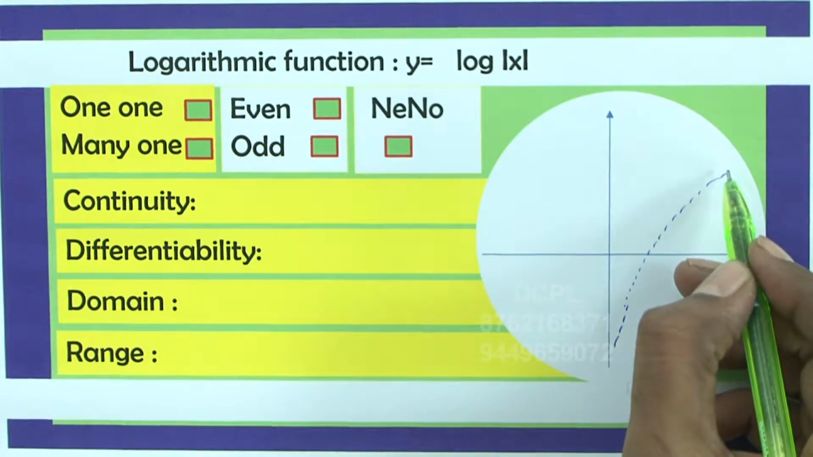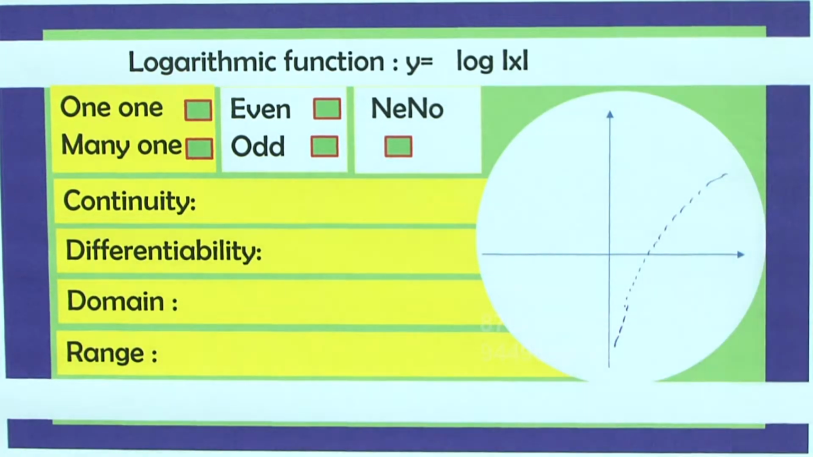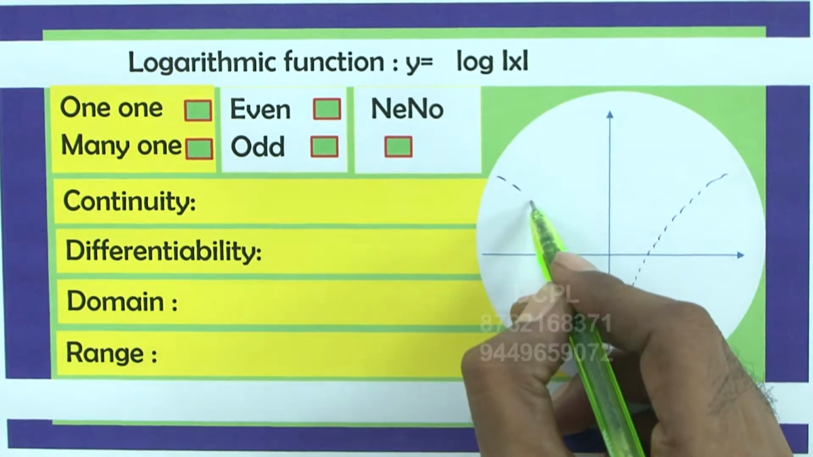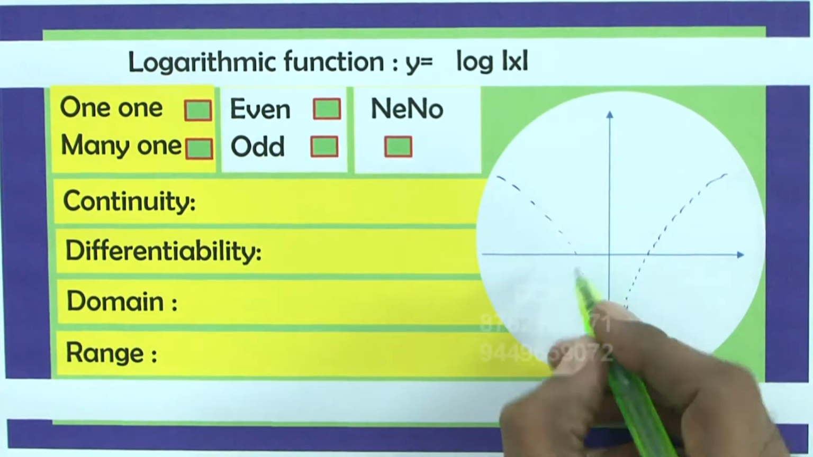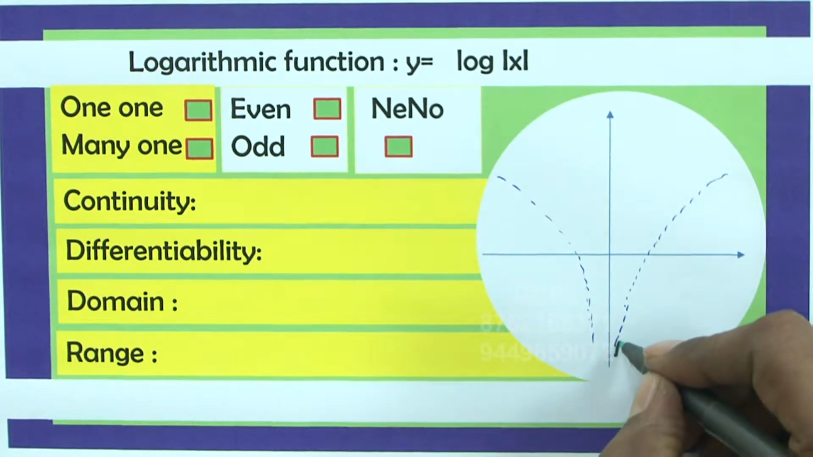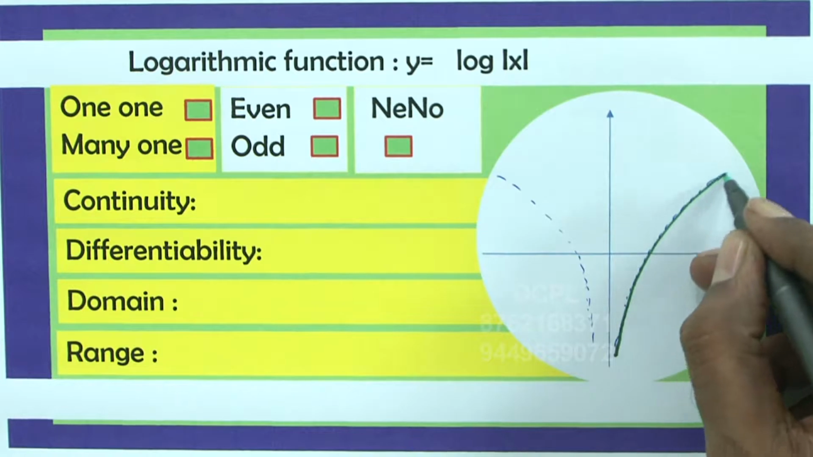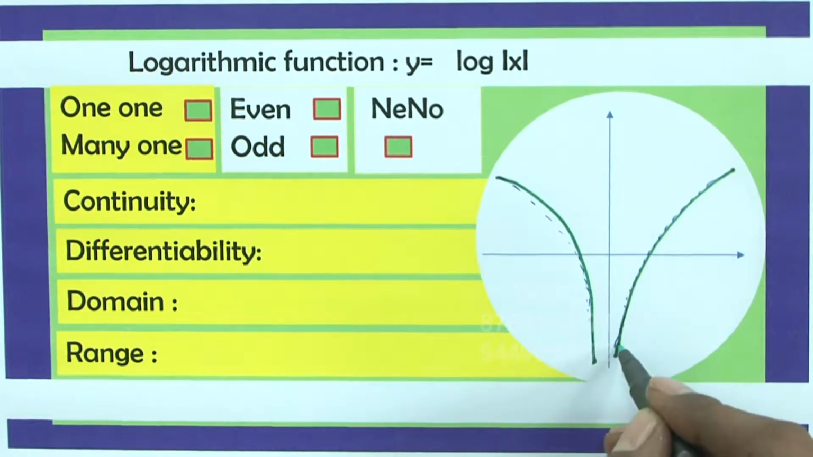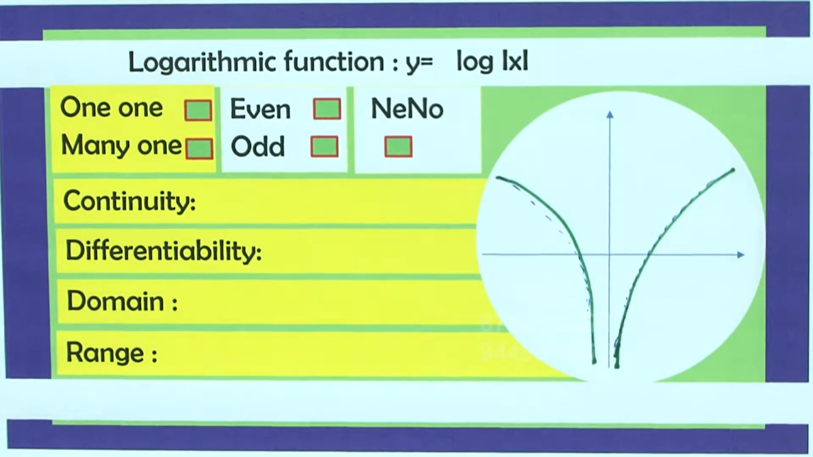Draw the replica of the part of the graph which you have towards the right side of the y-axis. That means to say, you have to draw the replica of this. Is that correct? This is the replica. That means to say, the graph of log mod x is clearly like this. Is that correct? Now, anybody can easily talk about this.